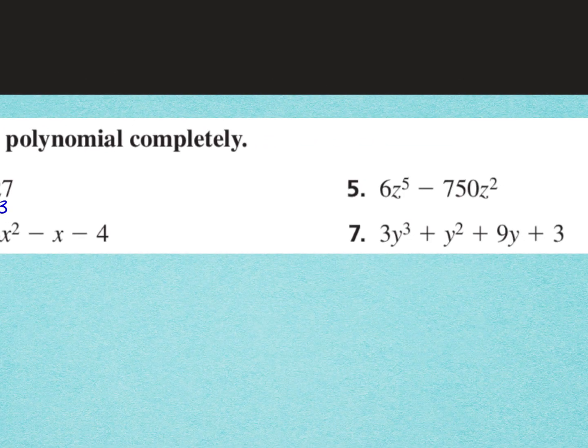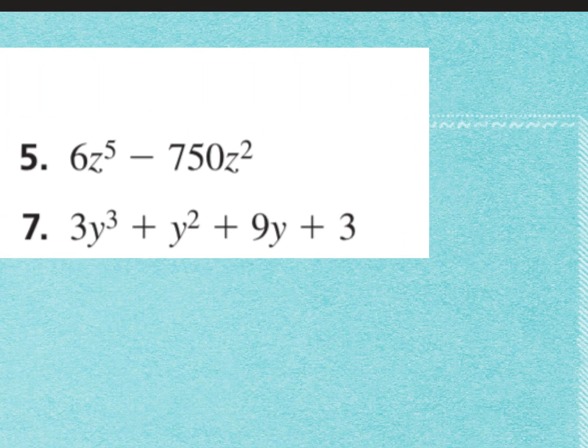All right, let's do 5. So 5, it's 2 terms, so we should be thinking either difference of squares or sum of cubes or difference of cubes. But these aren't perfect squares and they aren't perfect cubes. So what can we do first? Take out the GCF. What is our GCF? Z squared. Z squared, but do we have any numbers in common too?